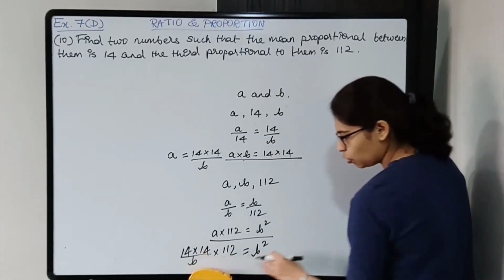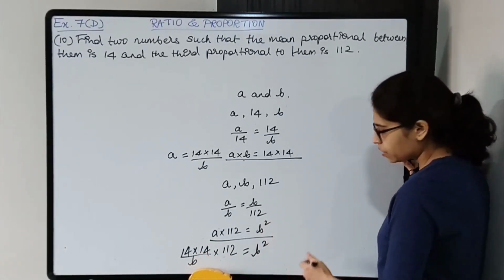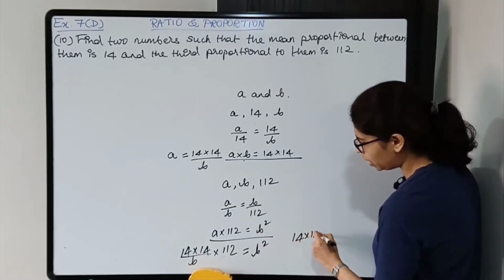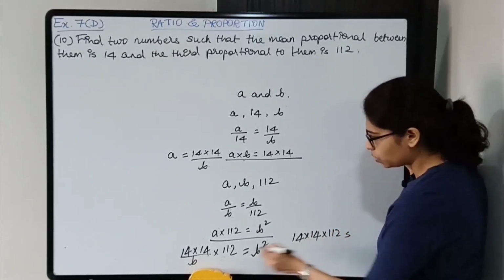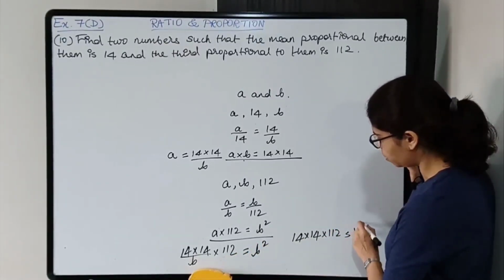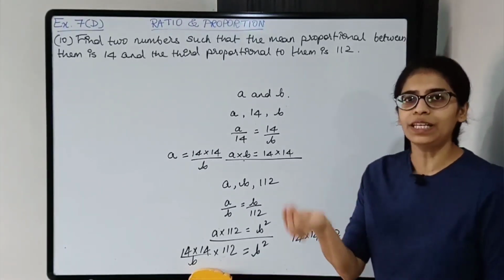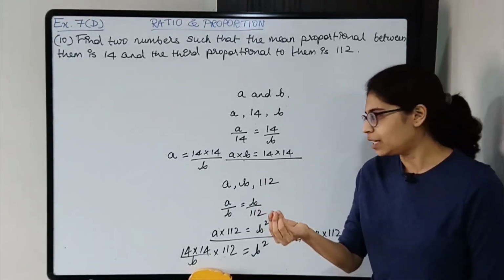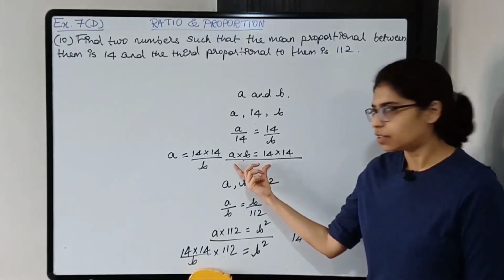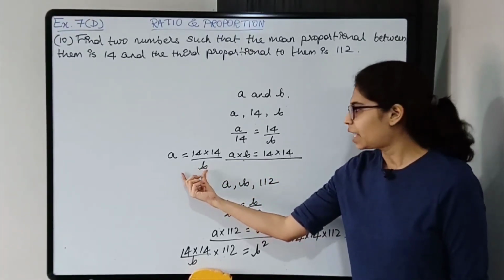So shifting b over here, it will go in the numerator. So it will be 14 into 14 into 112 equal to b cube. You just need to take the cube root on both sides and you will get the value of b. Once you get the value of b, you can just substitute it over here and you will get the value of a.